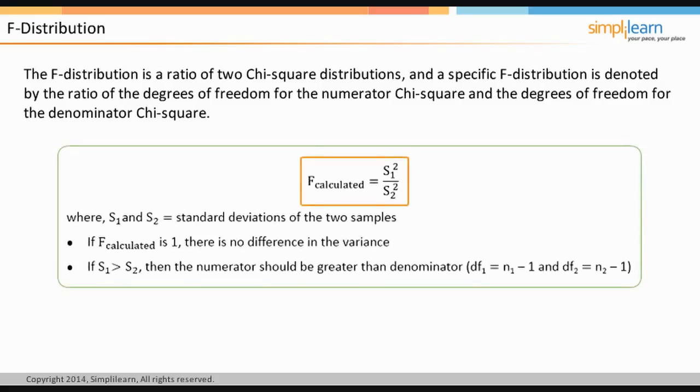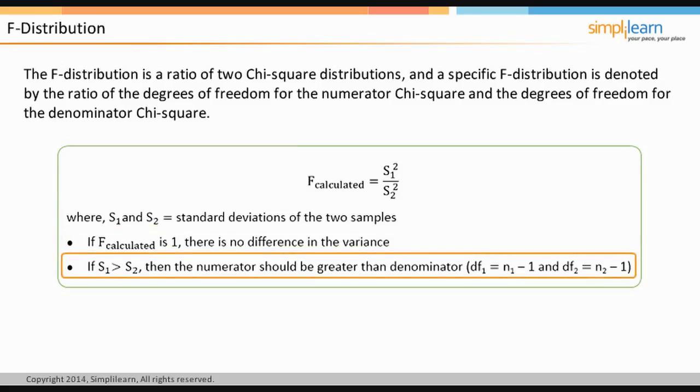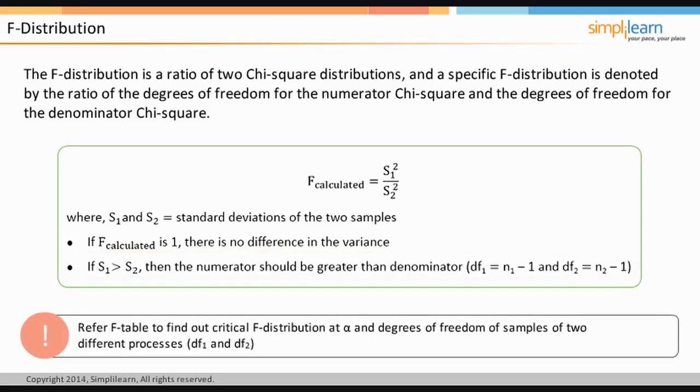As per the formula, f calculated equals s1 squared divided by s2 squared, where s1 and s2 are the standard deviations of the two samples. If the f calculated is 1, it implies there is no difference in the variance. If s1 is greater than s2, then the numerator must be greater than the denominator. In other words, df1 equals n1 minus 1, and df2 equals n2 minus 1. From the f-distribution table, you can easily find out the critical f-distribution at alpha and the degrees of freedom of the samples of two different processes, df1 and df2. Let us proceed to the next topic of this lesson in the following screen.